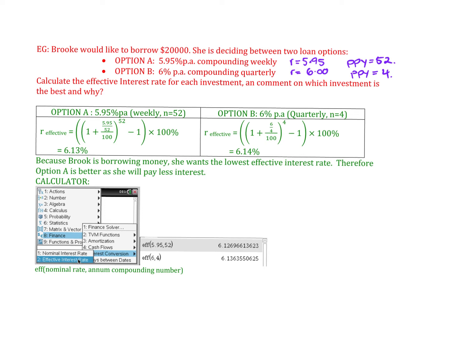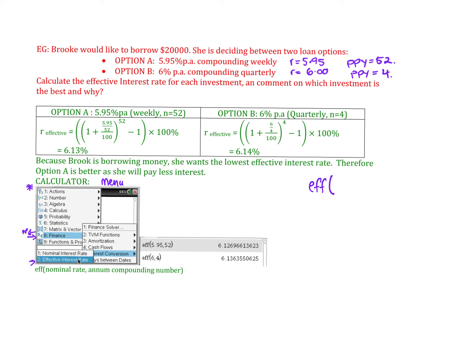So if you go onto your calculators here, just on a normal calc page, if you press menu, and you should be following down. So you want to go to number 8 and finance. And then you want to go down to number 5, which was interest conversion. And then you want to press number 2, which is effective interest rate. And what that does is bring up EFF, bracket.